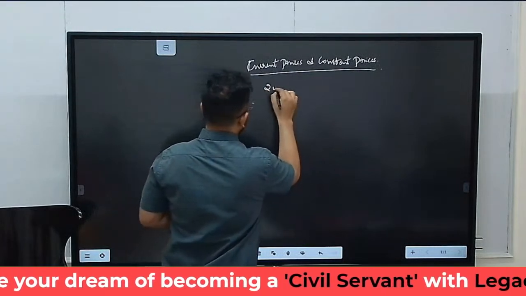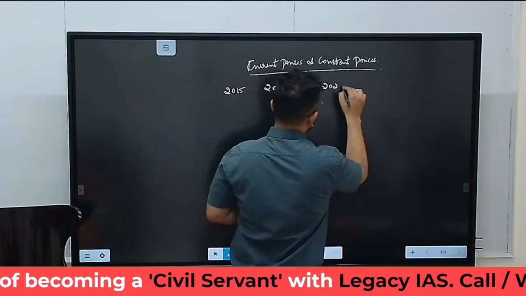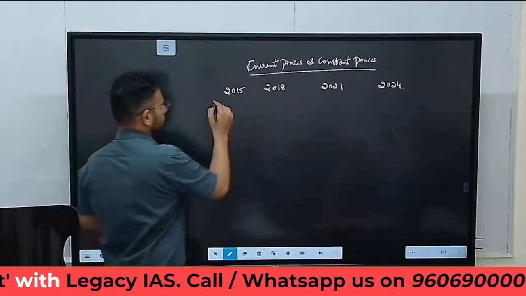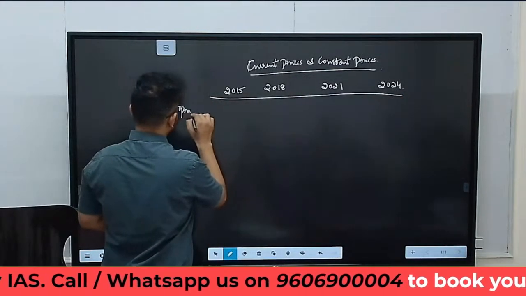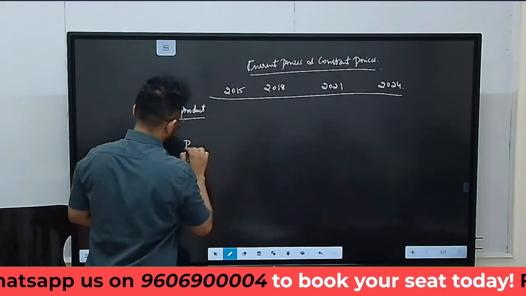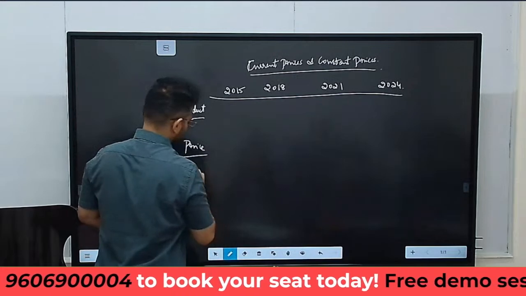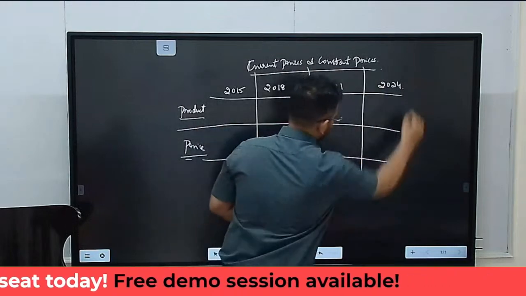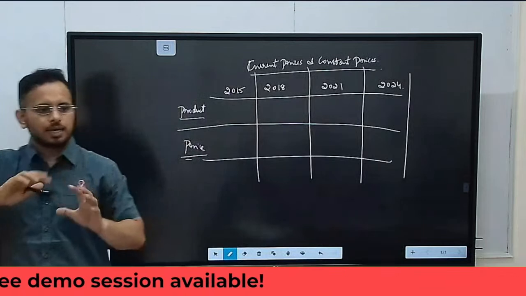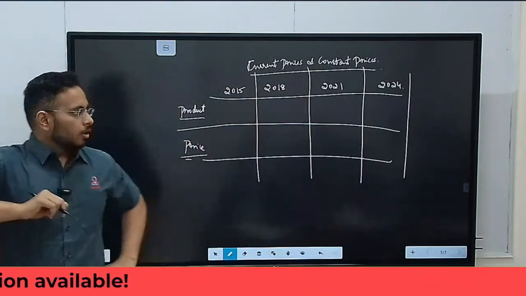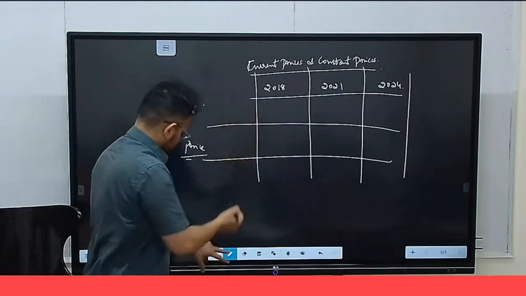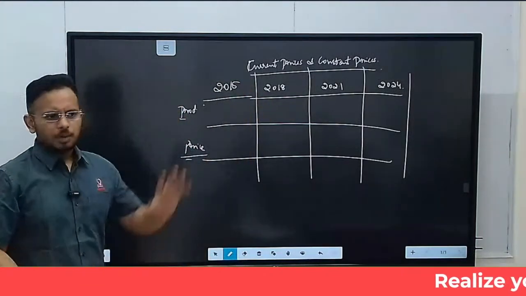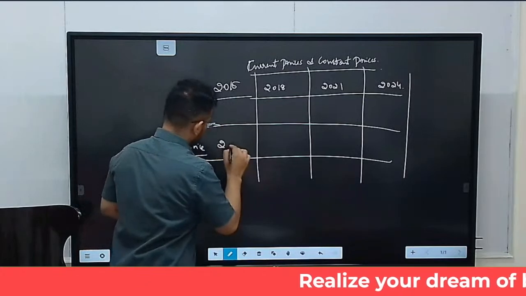2015, 2018, 2021, 2024. Don't make this chart. This is just for your understanding. What was the price of egg in the year 2015? Let's take a hypothetical example. The price of the product was 2 rupees.